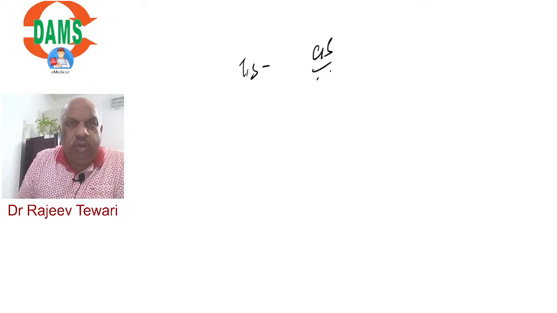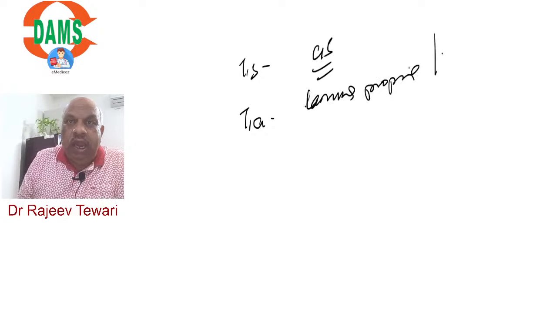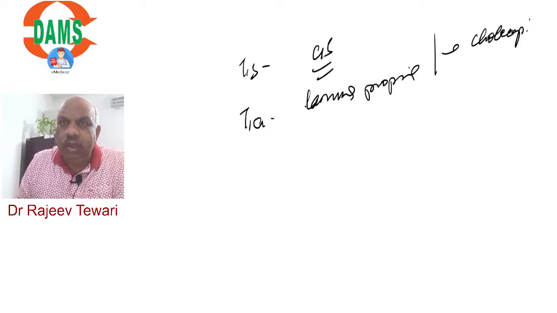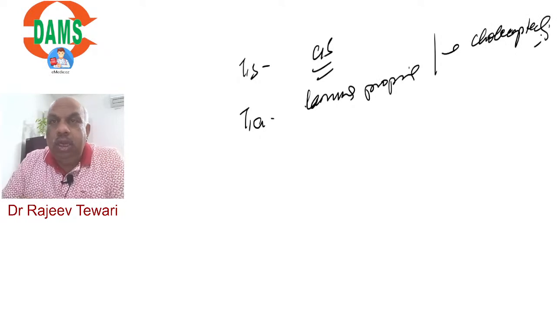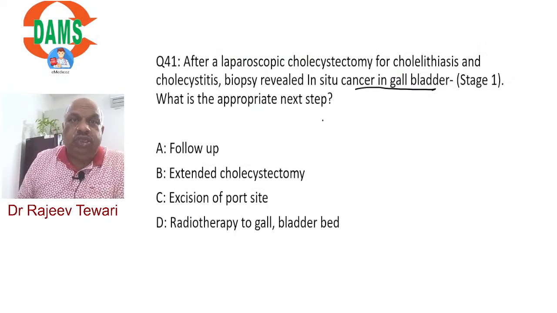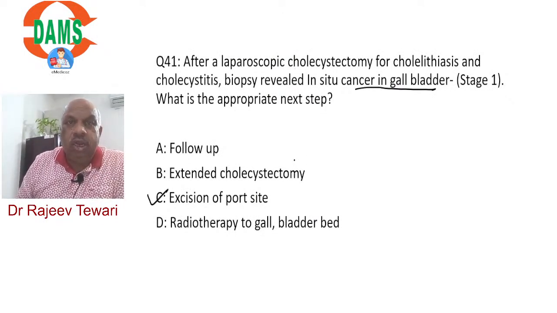TIS is carcinoma in situ, T1A is lamina propria, and in these two, we only have to do cholecystectomy. Earlier, port site excision was done. Now we don't consider port site excision as an important step. That is totally optional. So this question I kept because the answer has changed. Earlier it was port site excision. Now it is just follow up. This is the new answer.